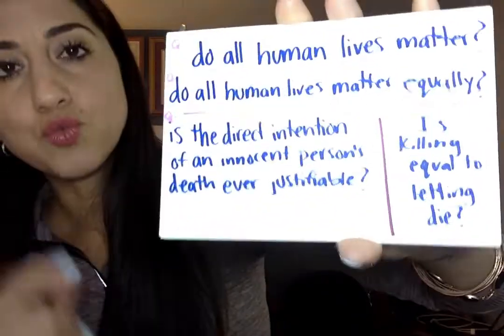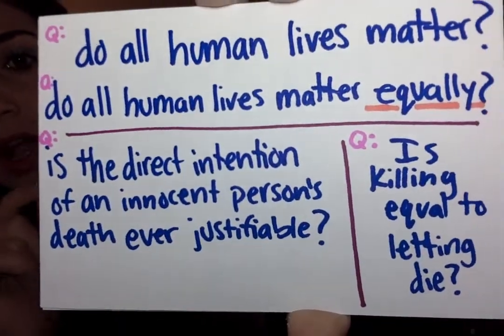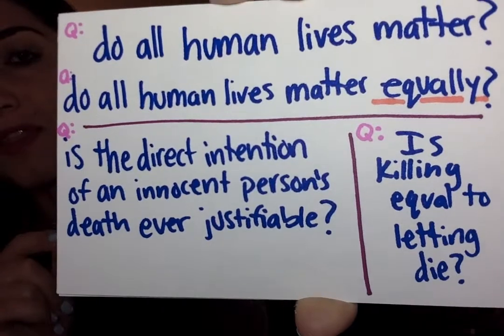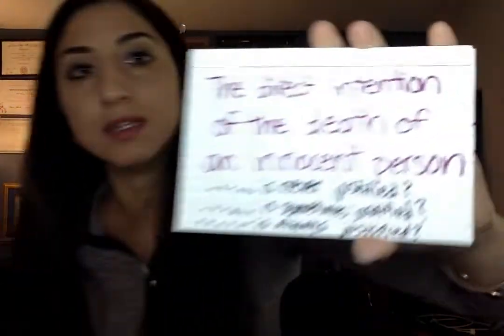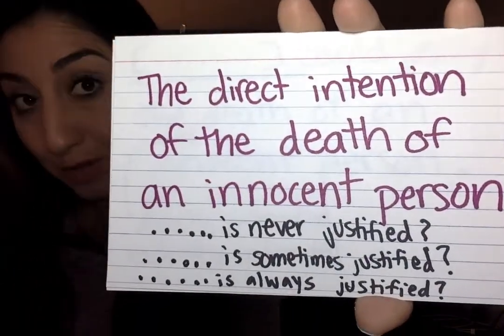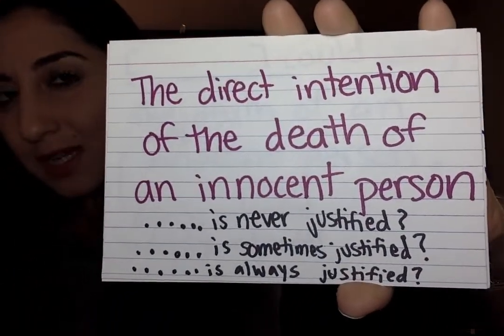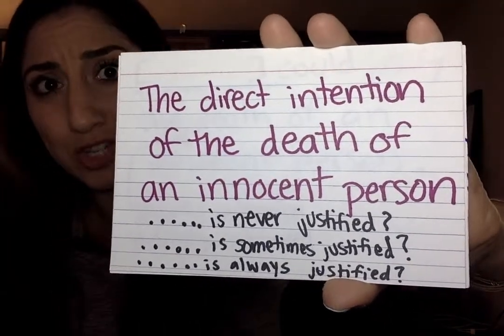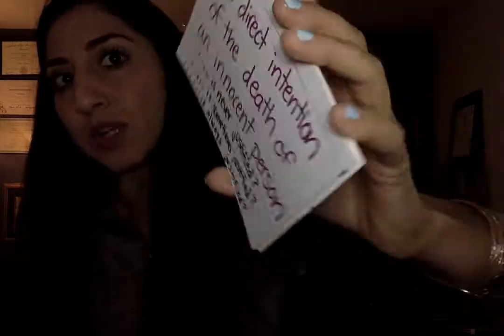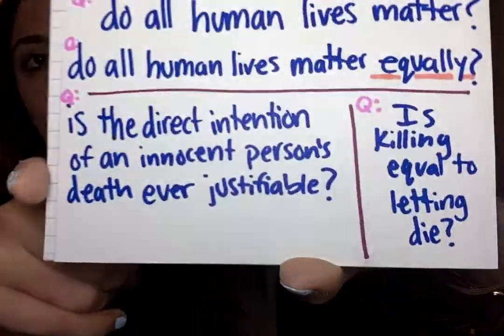Here are two equally important questions. Is the direct intention of an innocent person's death ever justified? And then once you're thinking about that, we can break that question down. If it's ever justified, when is it justified? Or why is it never justified? Or why is it always justified? So those are deeper questions that we can ask just when we're thinking about this one.